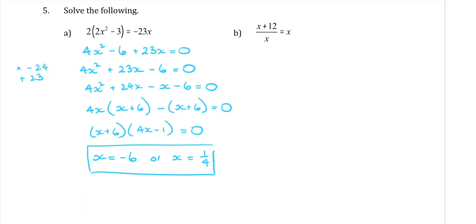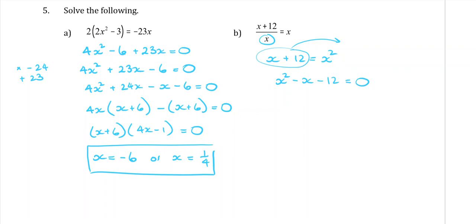On to question B. If you have a fraction, you want to get rid of it. So the x that is on the bottom of this fraction, I'm going to multiply it over to the other side so that I have x plus 12 equals x squared. Now the x squared needs to be my first term. So that means I'm going to move these ones over to the right. And that would be negative x minus 12 equals 0.